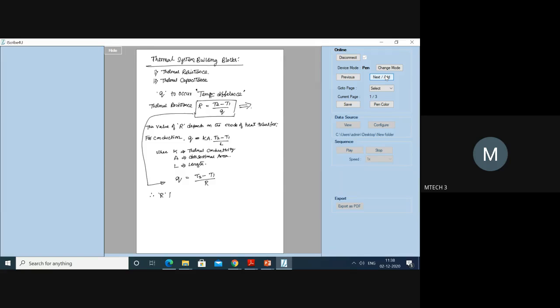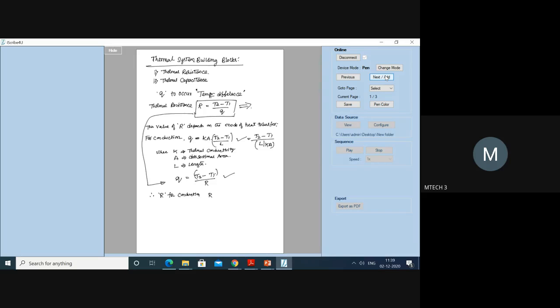Therefore, R for conduction is what? Compare both the equations. Q is equal to T2 minus T1 divided by L by KA. Are you understanding? What is Q? T2 minus T1 divided by R.